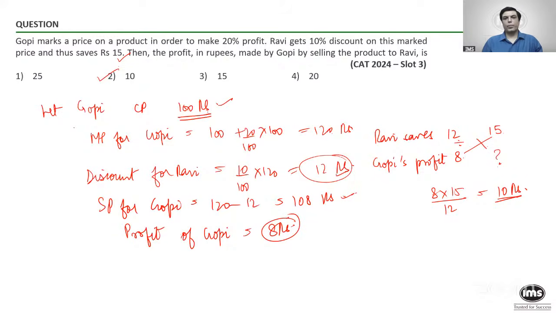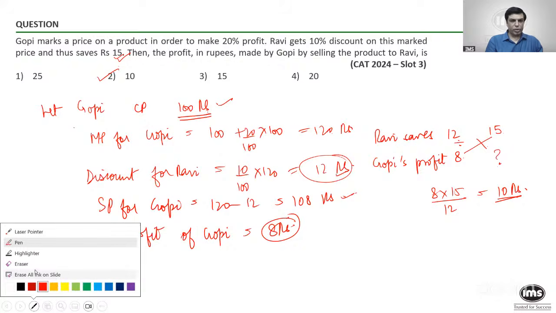This is also not the only other way of answering. Let's look at the third method of answering this. Now, if you see, 20% profit is given, 10% discount is given, but one more thing is given over here. It is also known to us that Ravi has saved 15 rupees. So we can start from here because this is a known value. So what is the third method of solving this?